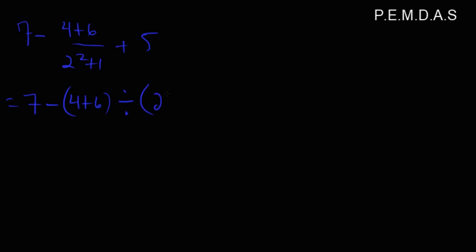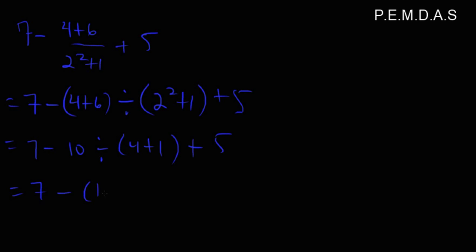Feel free to pause the video. I have 7 minus (4 plus 6) over (2 squared plus 1) plus 5. So once again, we can rewrite that: 7 minus (4 plus 6) divided by (2 squared plus 1) plus 5. So that equals 7 minus, parentheses first, 4 plus 6, 10, divided by 2 squared, which is 4, plus 1, plus 5. That equals 7 minus 10 divided by 5. 4 plus 1 is 5.